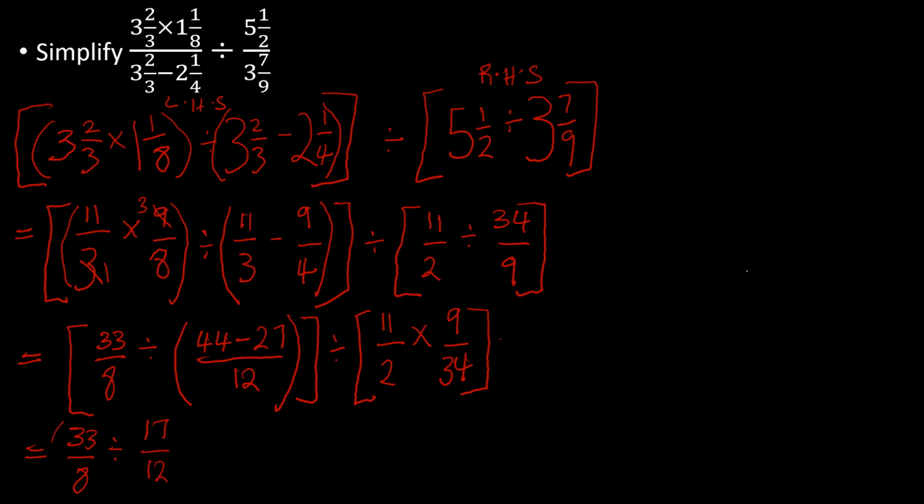And this all is what we have on our left hand side now, and this is being divided by, if you multiply 11 by 9 you're going to have 99 over, you multiply 2 by 34 you're going to have 68. So you can see everything now is very much simplified. So if we move on, we simplify this further.